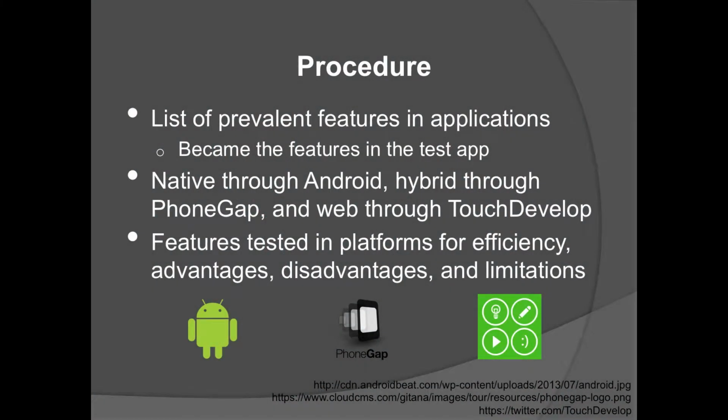So in our research, our main goal is to find out the efficiency of all these platforms, and we do this by testing apps across all three platforms. However, there are many apps on the market today, so it would be unfair if we just tested some apps but left some apps out, and that would leave a hole in our research. So what we did was we came up with a list of features or tasks that many apps in the market today use. And we compiled all these features into a test app, which we wrote in all three platforms. We wrote the native app through Android, the hybrid app through PhoneGap, and the web app through TouchDevelop. And as I mentioned before, these features were tested for their efficiency, as well as their advantages, disadvantages, and limitations.